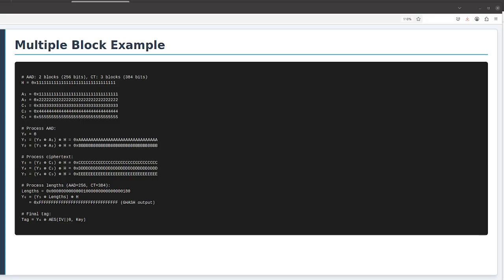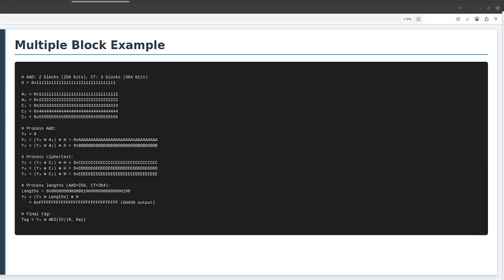For simplicity, let's say A1 equals 0x11 ending with 11, 32 ones. A2 equals 0x22 ending with 22. C1 equals 0x33 ending with 33. C2 equals 0x44 ending with 44. C3 equals 0x55 ending with 55. Start with Y0 equals 0. Process A1. Y1 equals (Y0 XOR A1) times H, which equals 0x11 ending with 11 times H. Let us say Galois multiplication gives 0xAA ending with AA.